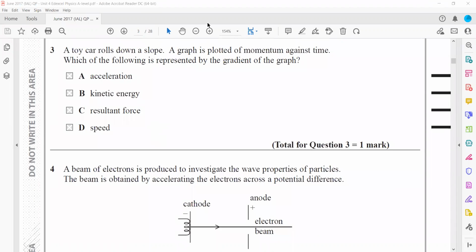Then a toy car rolls down a slope and a graph is plotted against the momentum. Which of the following represents the gradient? Yes, that's right: momentum divided by time. So rate of change of momentum is equal to force. Momentum is denoted by the letter p. So delta p divided by t is equal to the resultant force. That's correct.